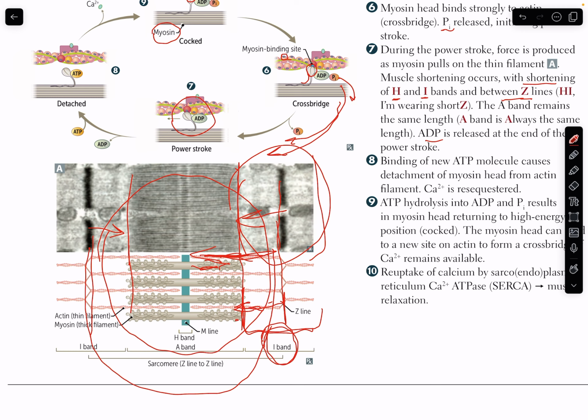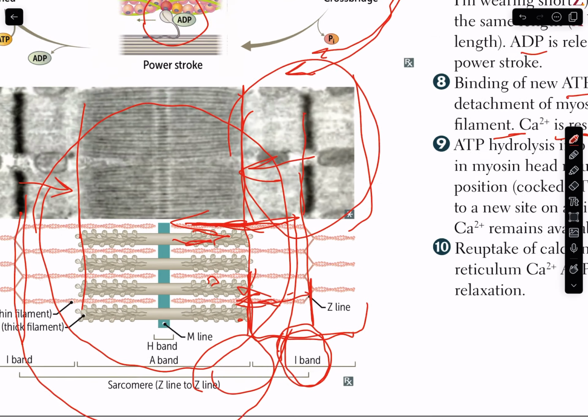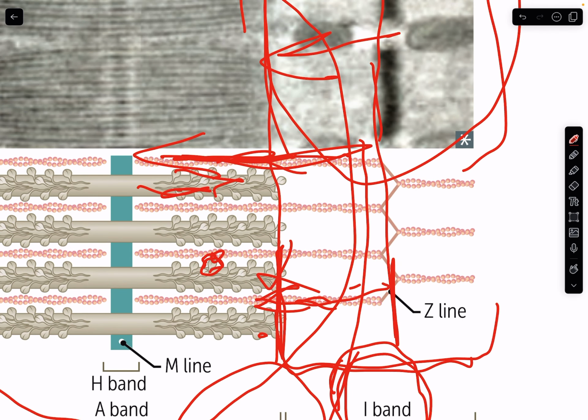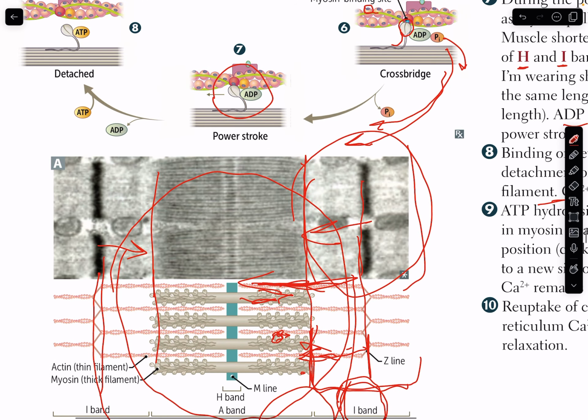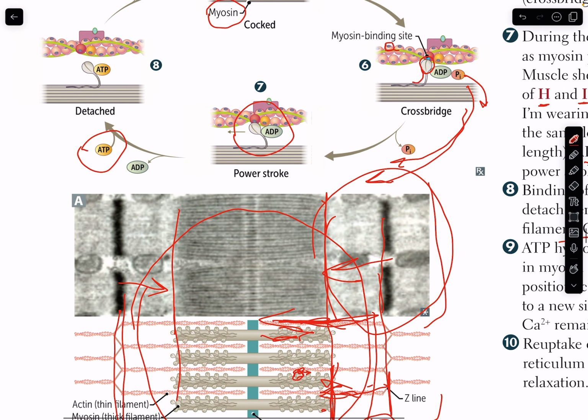That's all. Binding of new ATP molecules, detachment of myosin head from actin filaments, calcium is sequestered. So we finished the contraction. We want to end this. How do we stop the myosin heads from binding to actin? We said that to initiate the power stroke, it gave away one phosphate. So in order to stop that attachment, a new ATP molecule should be present.